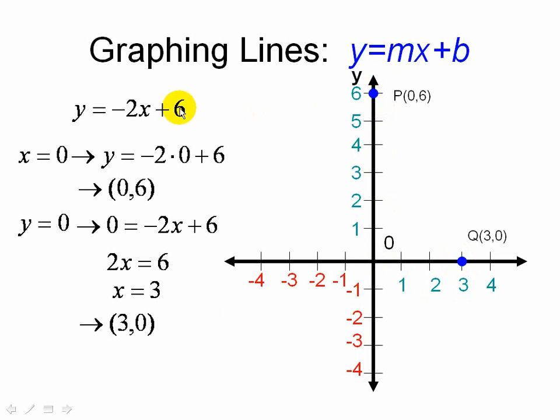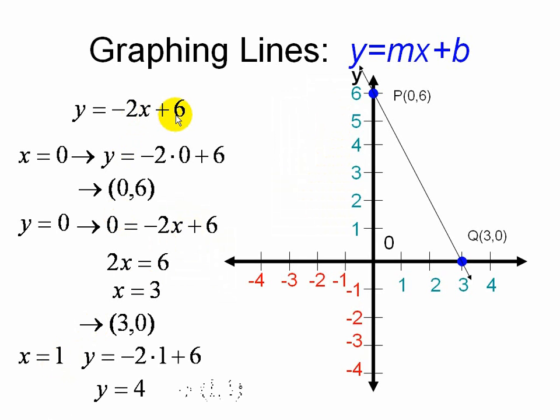As before, we can check it with another point. It could be any point. x equals 1 in this case will do. So negative 2 times 1 is negative 2, plus 6 equals 4. So our point 1 and 4 should fall on the line. Looking here, we go 1, up 4, and we have our third point. And that's how we graph our line.